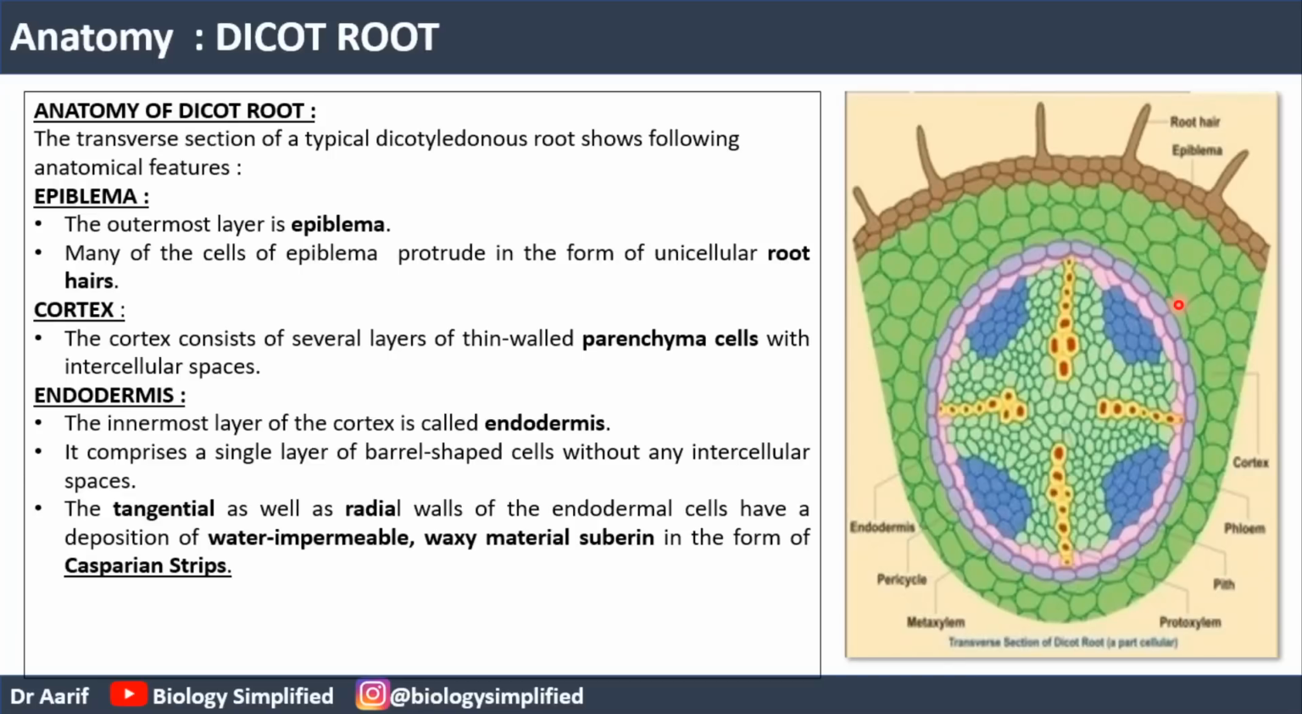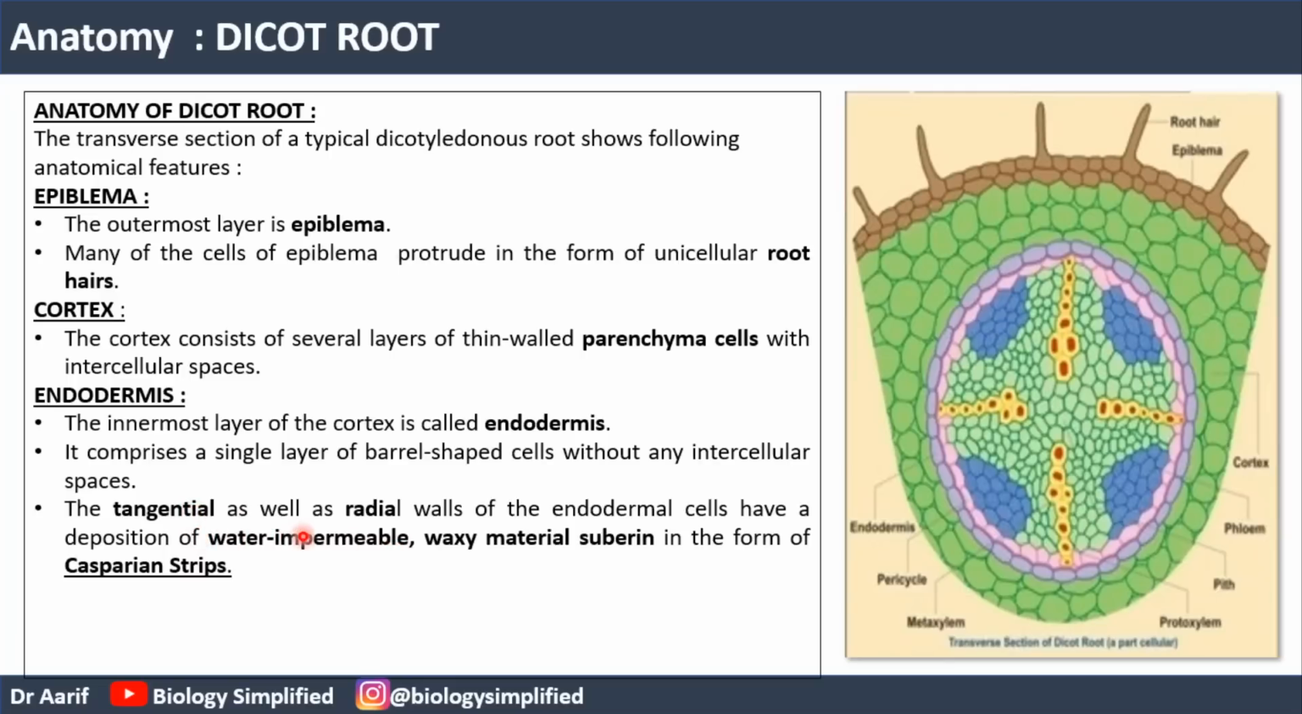Now, please pay attention to the structure of the endodermis. The innermost layer of the cortex is the endodermis. Your textbook says it is the innermost layer of the cortex, comprising a single layer of barrel-shaped cells. So the shape of the individual cell is mentioned: it's a barrel, without any intercellular spaces. So how are you going to differentiate it from the cells of the cortex? The cells of the cortex are parenchymatous with intercellular spaces. Here it is without intercellular spaces.